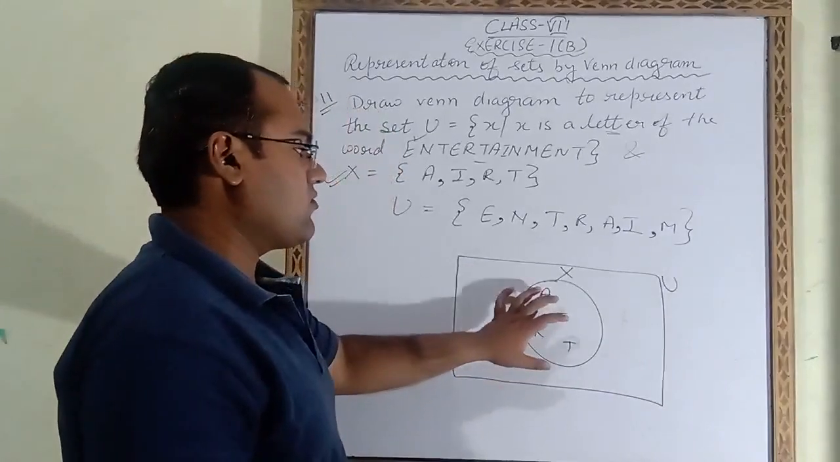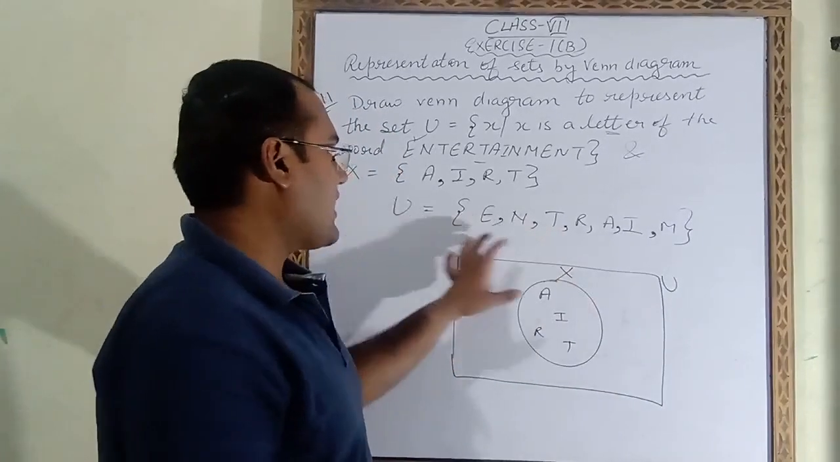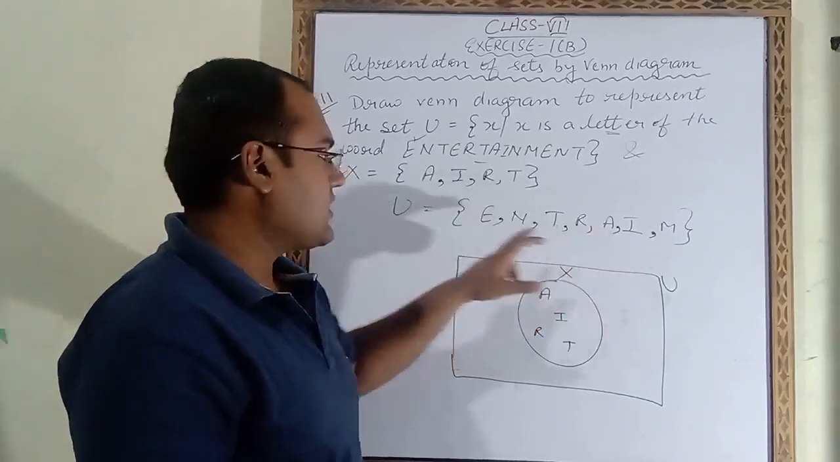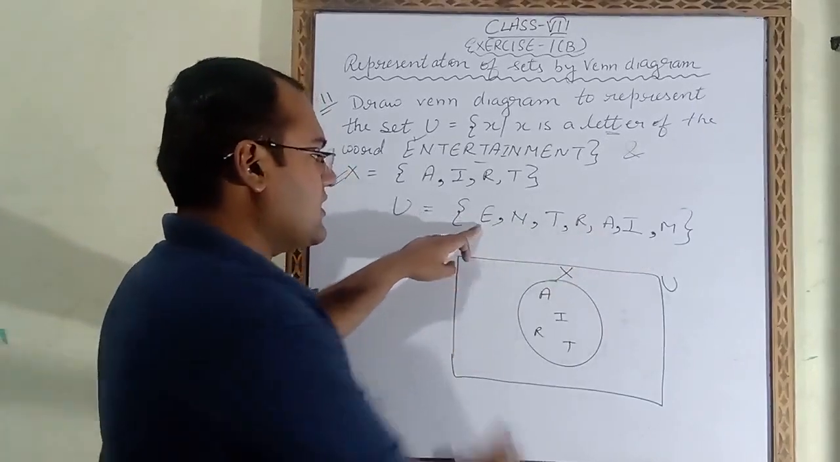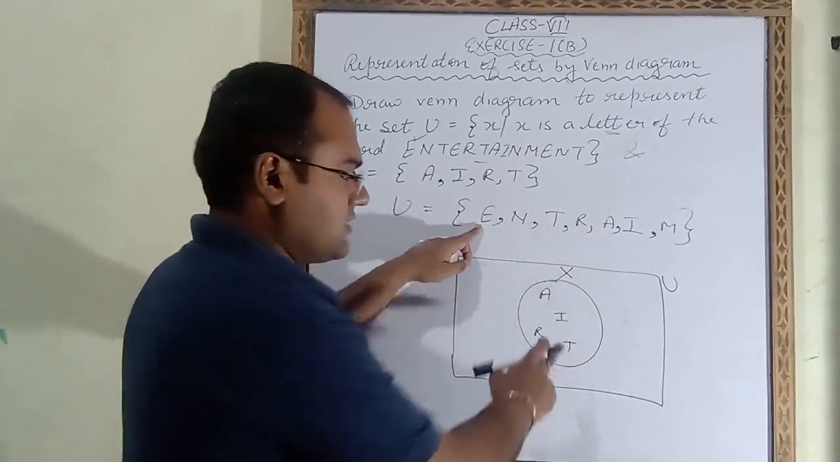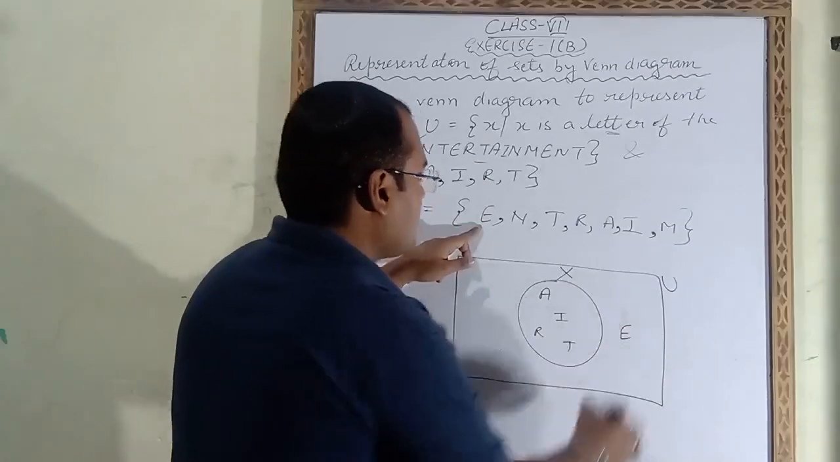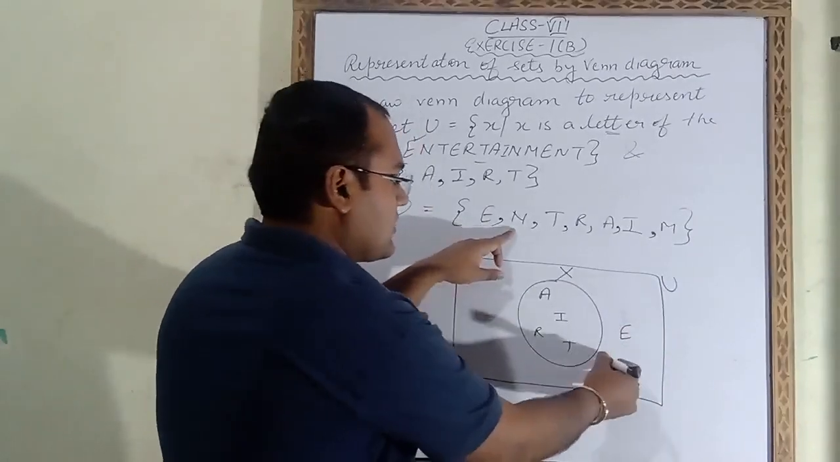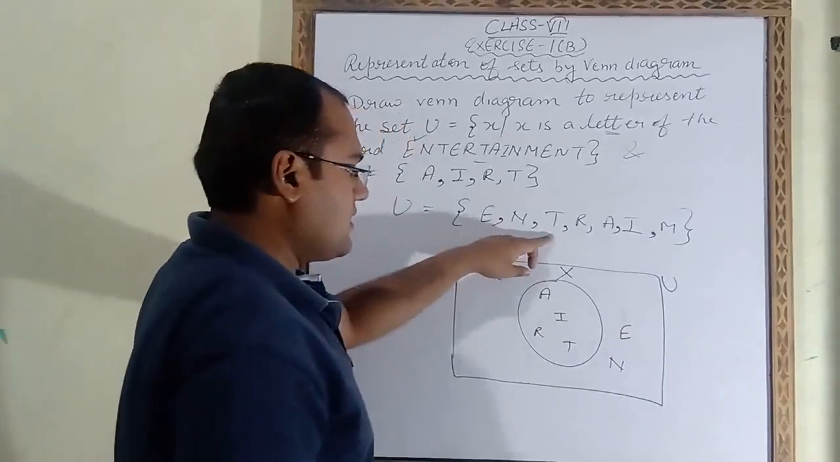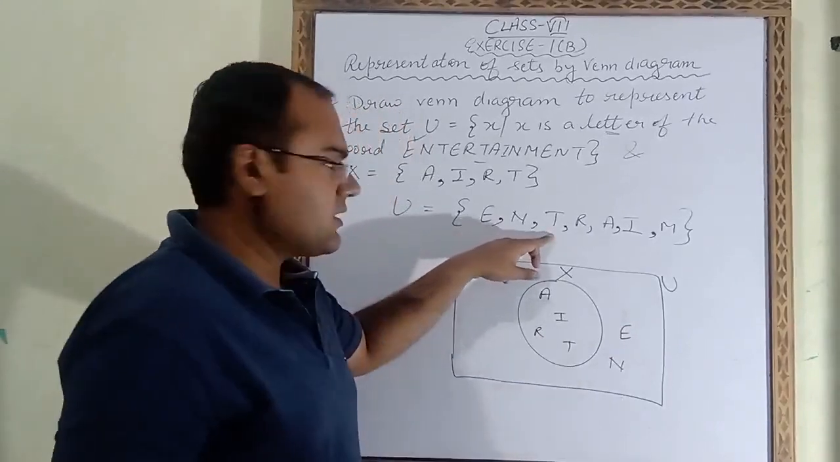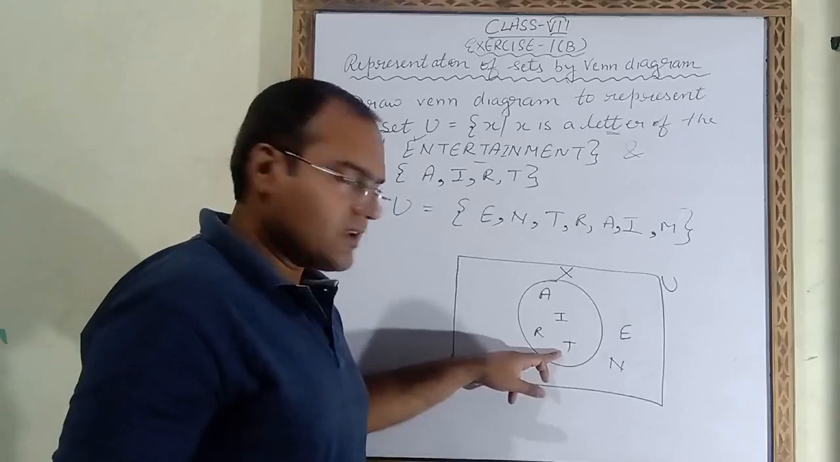After that we have to fill the remaining alphabets of the universal. In the universal E is there. E we had not mentioned here till now in this circle. So we will write here E. N is also not over. N also we will write. T is over. T we had already written.